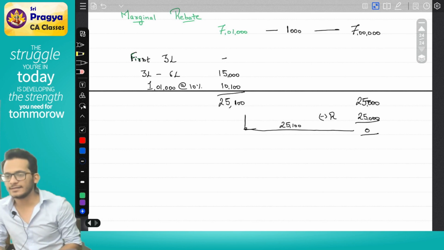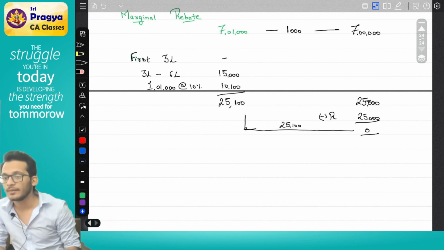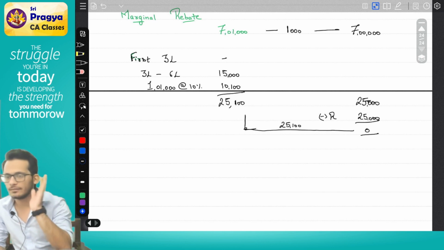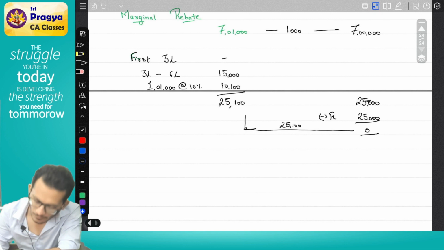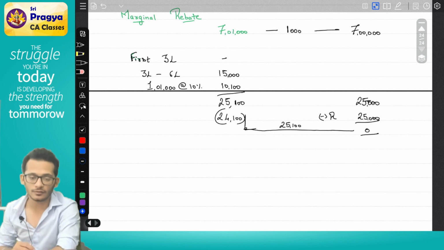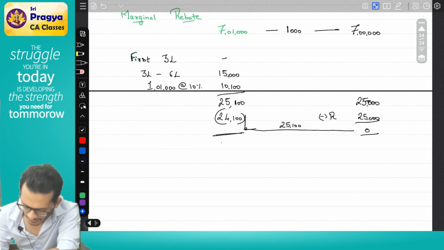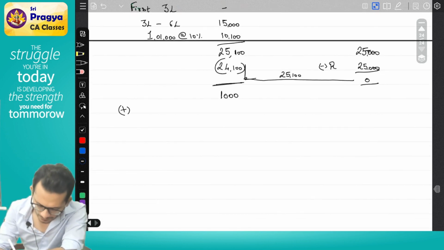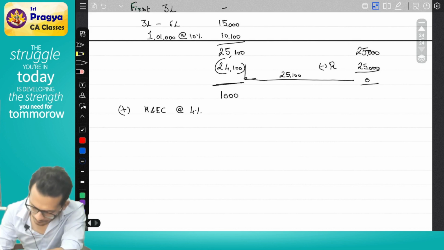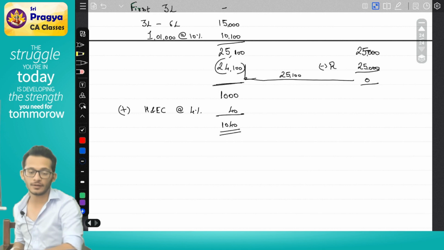Rahul, for earning extra 1,000 rupees, will I like to pay 25,100? No, I will tell the government, you keep 1,000. I will not pay you anything extra. So if I am going to surrender 1,000, I will get a relief of 24,100, which means my tax payable will become 1,000. On this, I will add health and education cess at the rate of 4%, which is 40. Therefore, it will become 1,040.